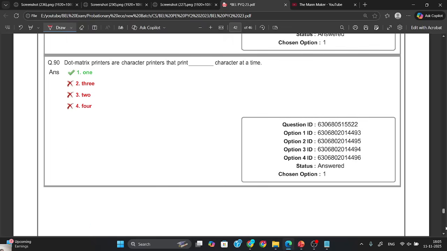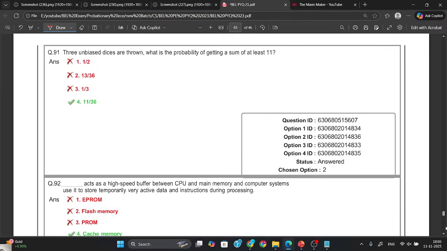Dot matrix printer or character printer, a printer that prints one character at a time. Okay, one character at a time it will print. It is a type of printer.